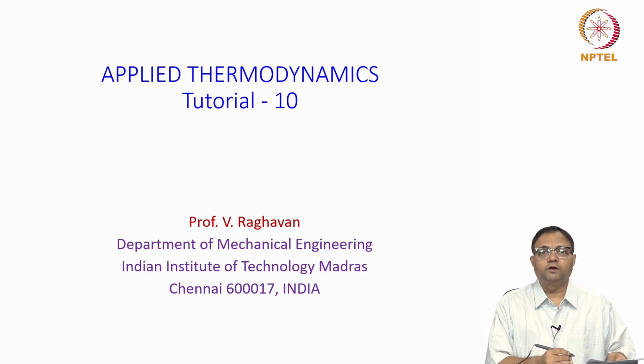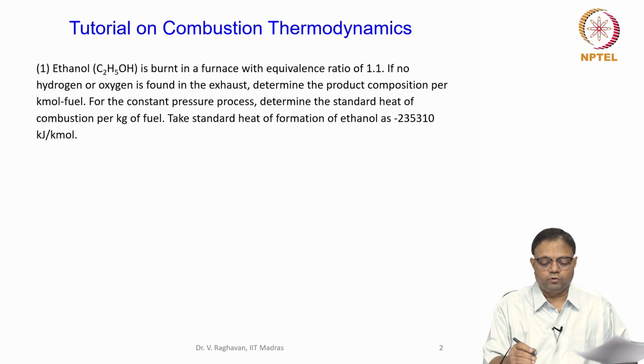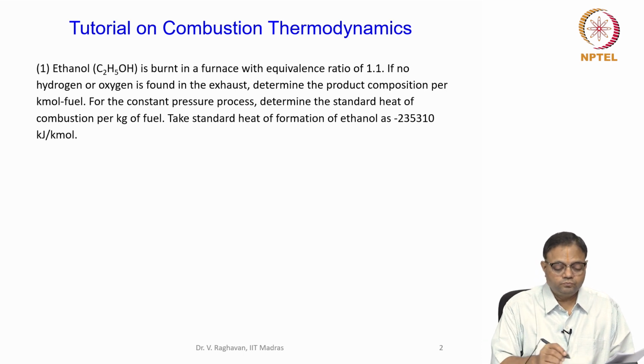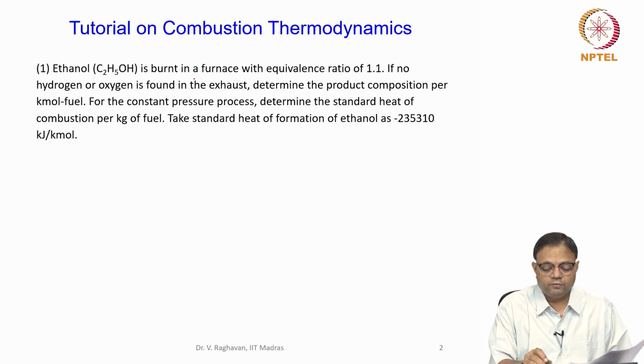Okay, good morning. Let us continue with tutorial number 10. This is a tutorial on combustion thermodynamics. The first problem: ethanol C2H5OH is burnt in a furnace with an equivalence ratio of 1.1. If no hydrogen or oxygen is found in the exhaust, determine the product composition per kilomole of fuel. For the constant pressure process, determine the standard heat of combustion per kg of fuel.